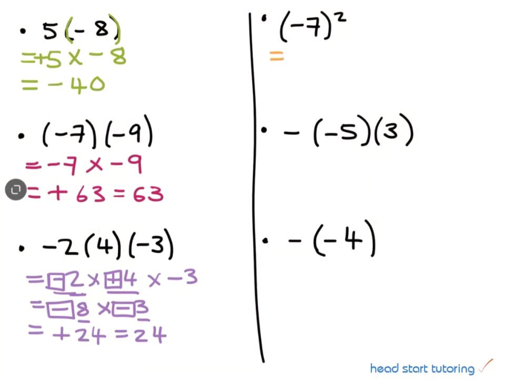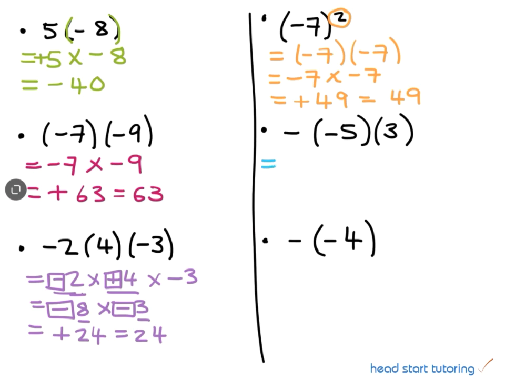Negative 7 squared. Right, so negative 7 times by negative 7, or negative 7 multiplied by negative 7. Whichever way you would like to write it out, that's absolutely fine. Just remember that when we are squaring any number, we multiply it by itself. So we've got negative times a negative, which is equal to a positive. And we've got 7 multiplied by 7, which is equal to 49. So we end up with an answer of positive 49, or just 49.